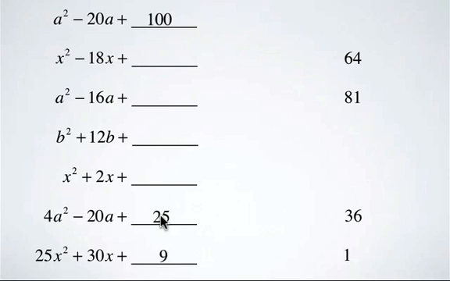Nine will go here. First we divide 30 by 2, which is 15. We then divide 15 by the square root of 25. 15 divided by the square root of 25, which is 5, is 3. The last step is to square 3. 3 squared is 9.